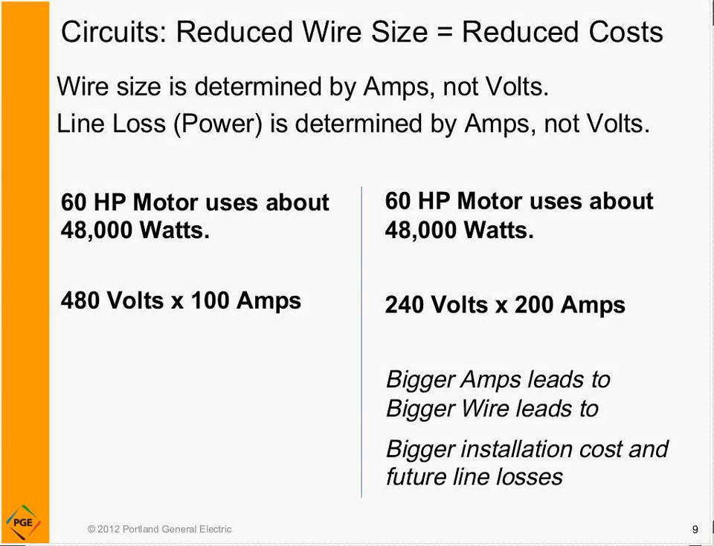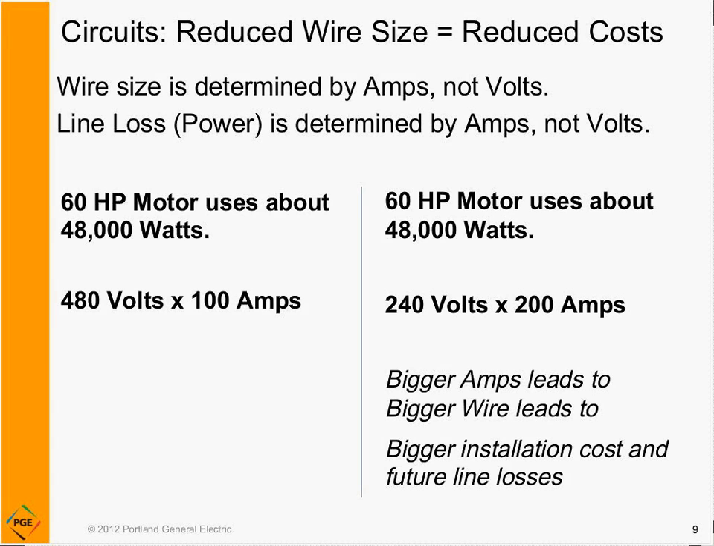And the reason is more amps or bigger amps leads to bigger wire, leads to bigger installation costs and future line losses. The example that was given to me by someone who had a relatively good-sized light manufacturing and assembly plant, a piece of equipment on the far side of the building, whereas the service was on the other side, they had a long wire run. Well, if you take that wire run and have a larger copper wire, copper is expensive, and it turned out that if they could use 480-volt equipment, they could significantly reduce the cost of that run to put in that piece of equipment.